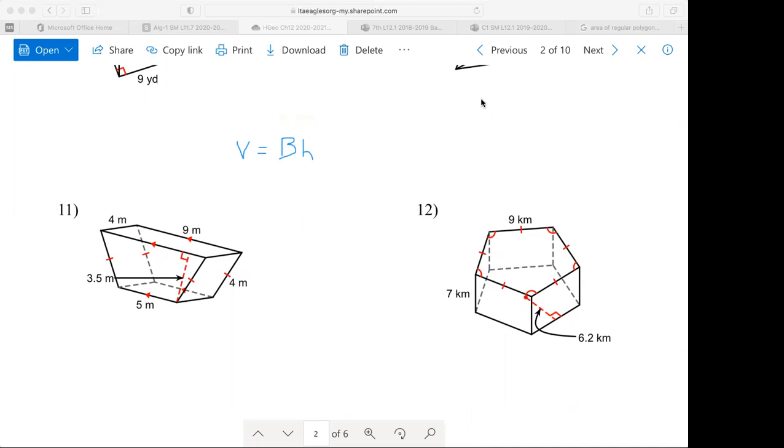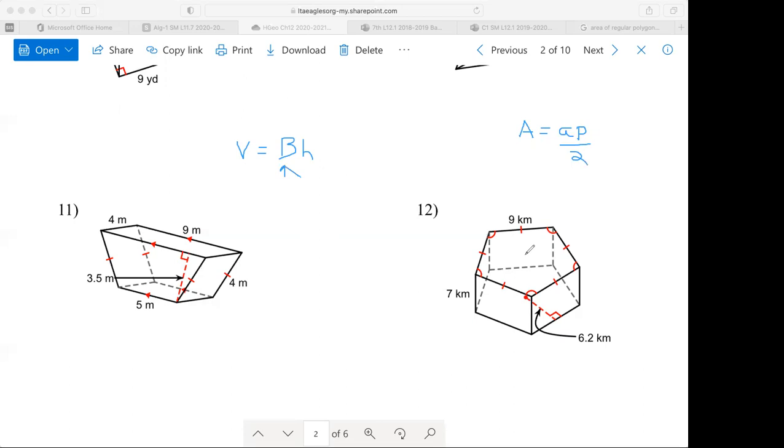So the formula for area of a regular polygon from the previous chapter is A, where A was the apothem, the distance from the center to any one of the sides, times the perimeter, all divided by 2. So you will need that formula to do number 12, because the first thing we got to do is calculate the base area. The base area, this is a pentagon, right? Pentagon.